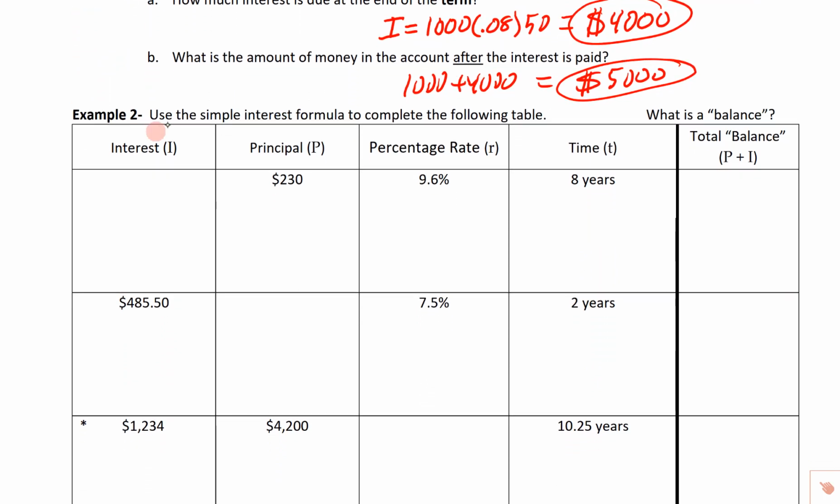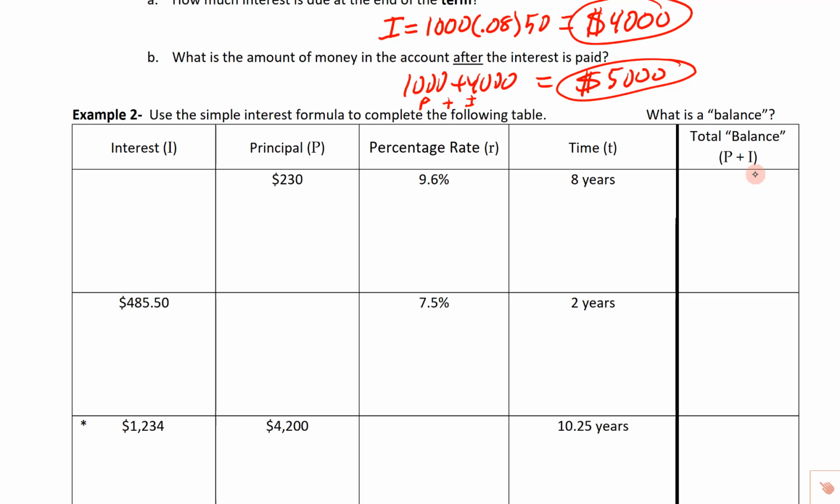So in example 2 here, it says use the simple interest formula to complete the following table. And then it says we've got interest, which is I, principal, which is P, percentage rate, which is R, and then T, which is time, and then it says the balance. Now, a balance is how much is in there. And just like we did up here, we took the original principal and we added whatever the interest was. So the balance in the account is going to be the principal plus the interest.